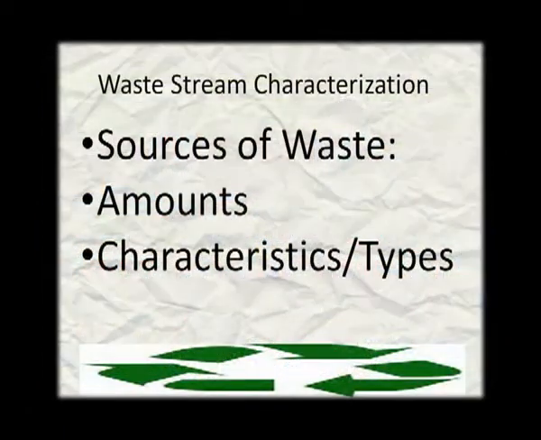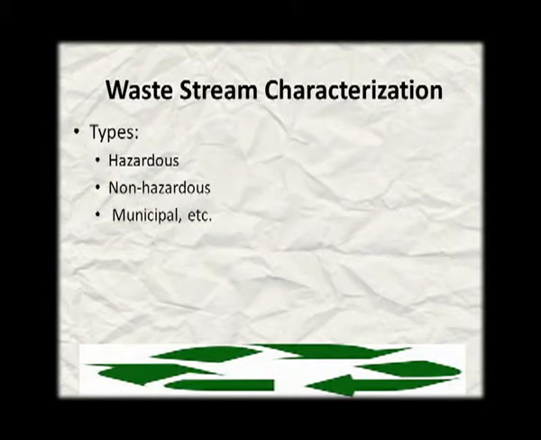There are various methods and areas of focus for conducting a waste stream characterization. Components of analysis are the sources of waste, the types, and the amount of different types of wastes. The types of waste relate to regulation as well as handling. Waste types include hazardous, non-hazardous, municipal, and other types of waste. During this analysis, you might find that you have a substream of wastes that overlap sources.